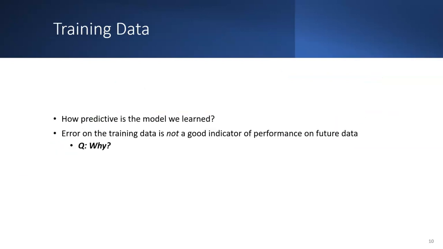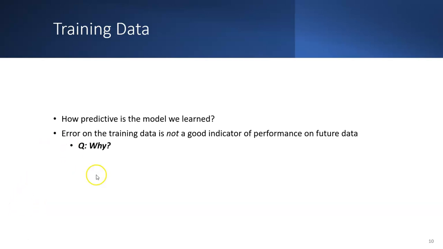So what is the training data? As I told you, usually for prediction we divide the data into two parts, 70% for training and 30% for testing. So how predictive is a model we learned? Error on the training data is not a good indicator of performance on future data. So if you go by training error, that is not a perfect way, and we need some other way.